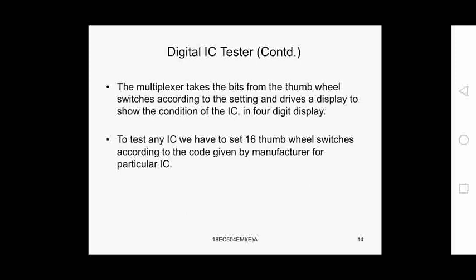So for testing any IC, we have data on the 16 thumb wheel switches. Who gives that code? It has to be given by the manufacturer. The manufacturer gives a code that is applied to the thumb wheel switches, which drive the multiplexer. The multiplexer will drive the display, which will give the IC condition in a 4-digit display.